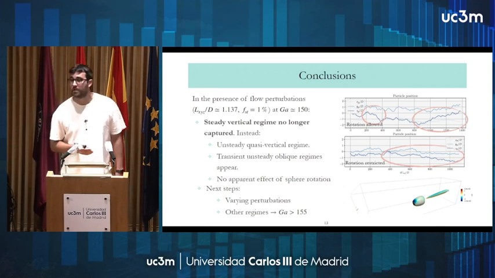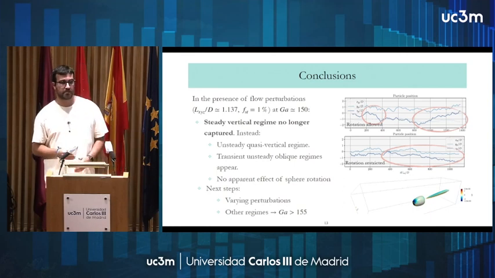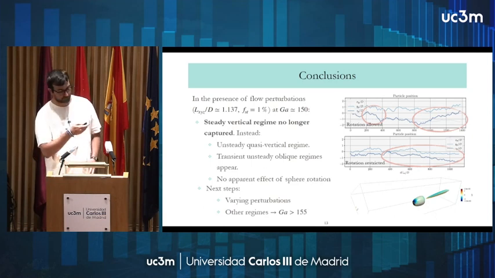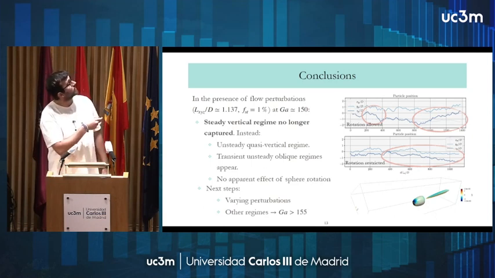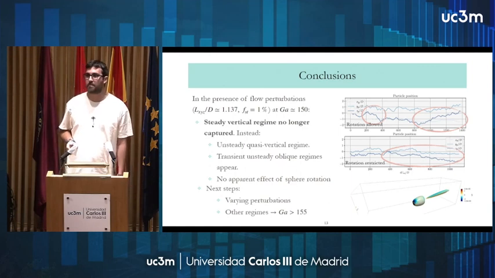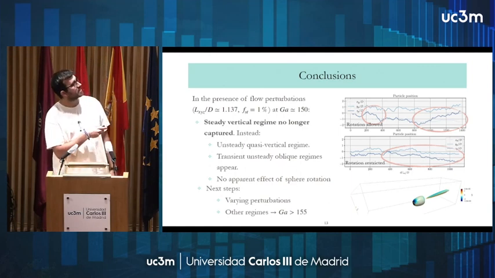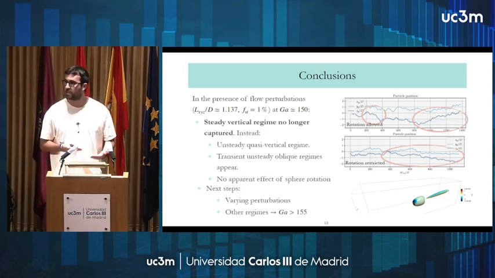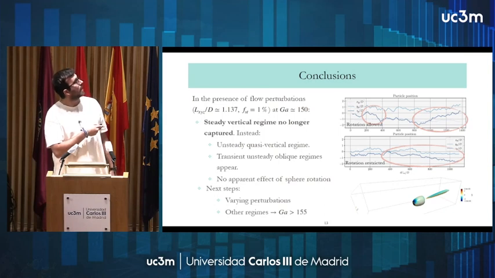So, conclusions of this study. Well, we are able to say that in the presence of flow perturbations of the kind we are studying, of this size 1.1 and intensity 1% at Galileo number 150, the steady vertical regime is no longer captured, right? Instead, what we have is more or less an unsteady quasi-vertical regime. Okay, it's trying to follow the regime, but it is not able to do so. And we have transient and steady oblique regimes that appear.